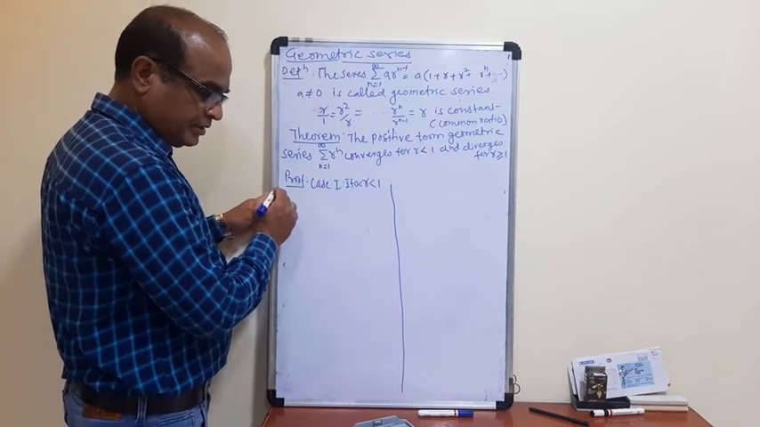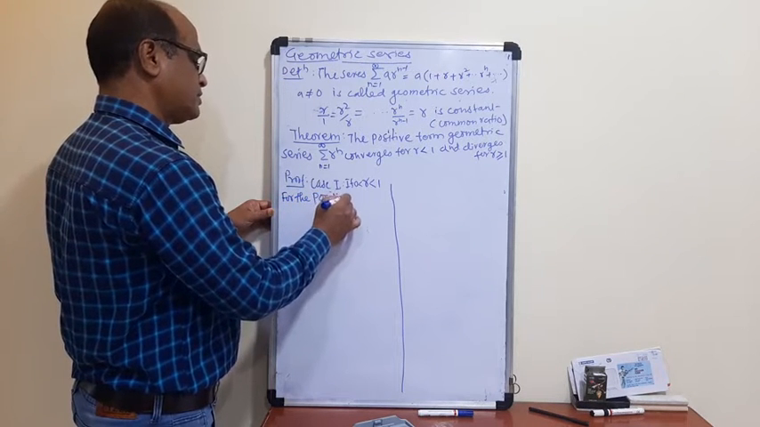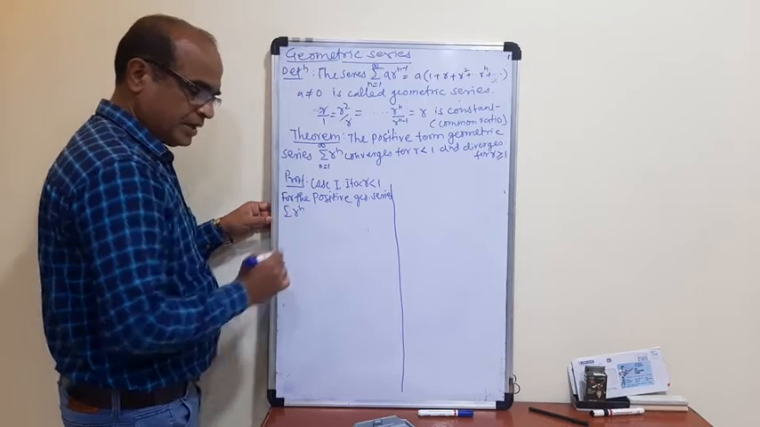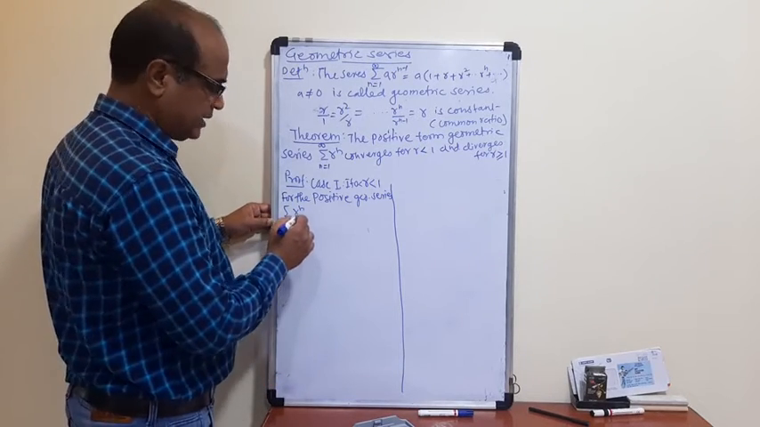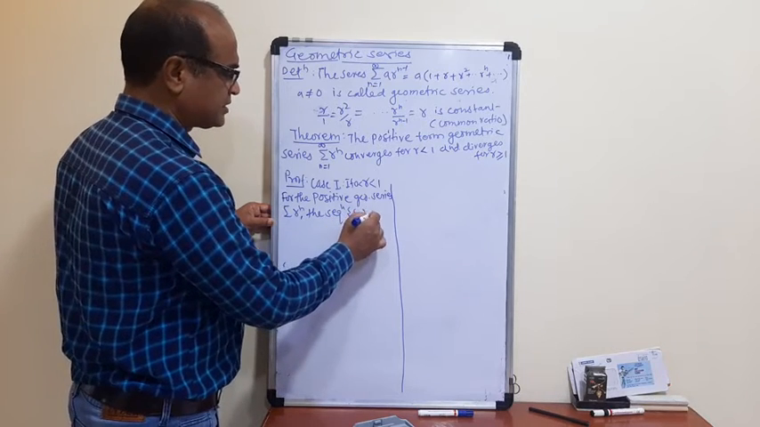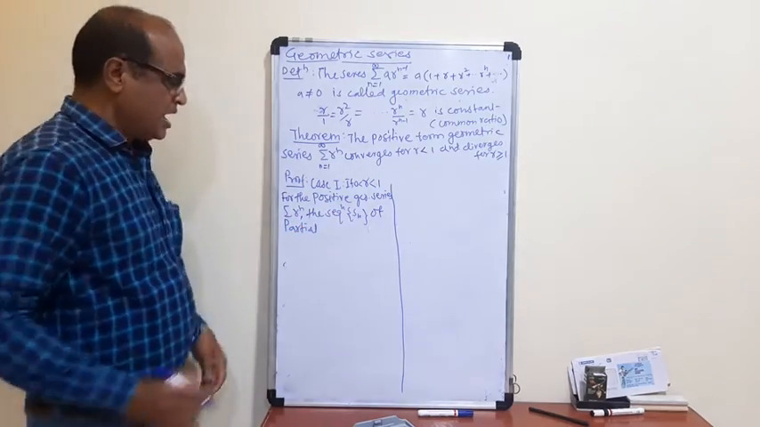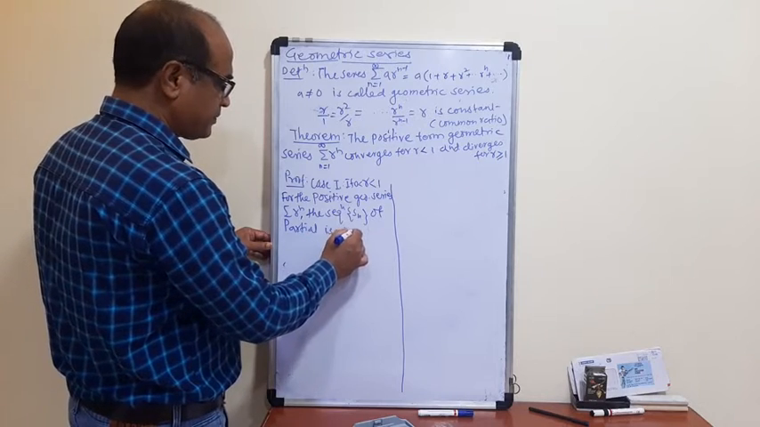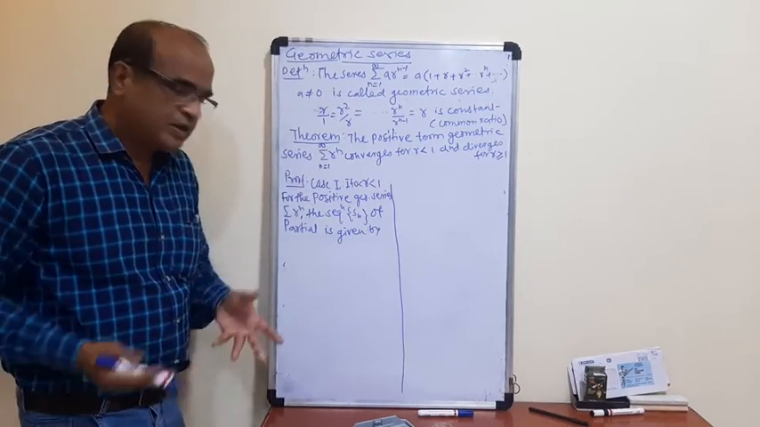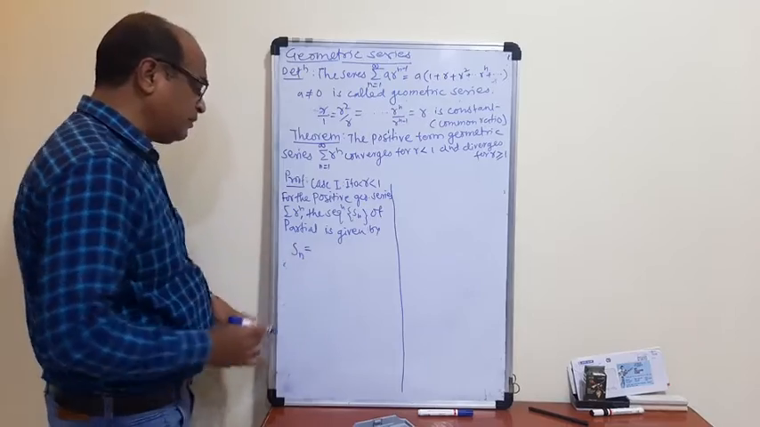So for the positive series, summation r raised to n, we find the sequence Sn of partial sums. So Sn, the sequence of partial sums, is given by the following. What is the series? This is the series here, summation r raised to n. So what is the partial sum? The nth term in Sn is the nth term in this sequence Sn.